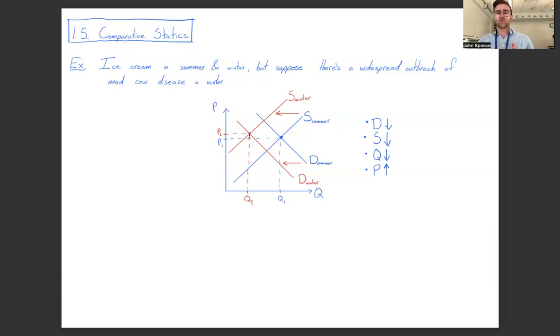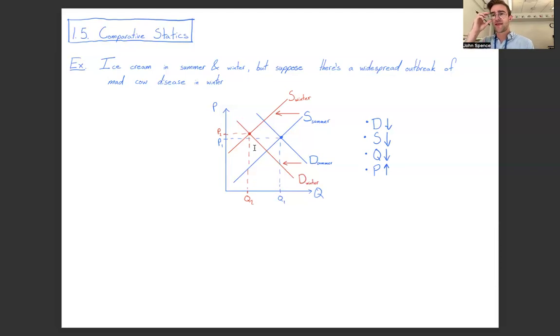One thing that I want you all to note is, imagine in response to the outbreak of mad cow disease, supply shifted a little bit less to the left. Let's say it shifted about half as far to the left, so it was running here. If that were the case, then our equilibrium would be about right here, and price P2 would actually be lower than price P1.